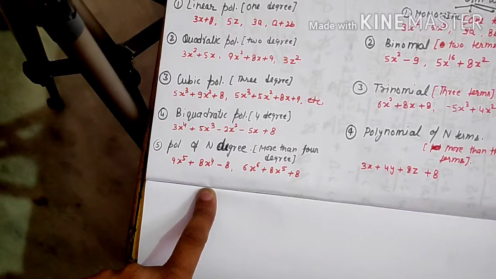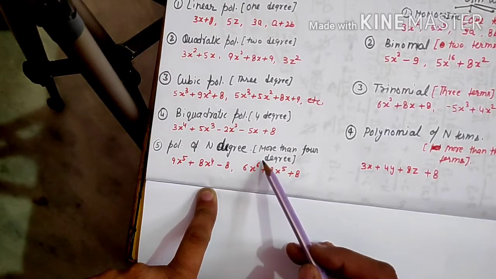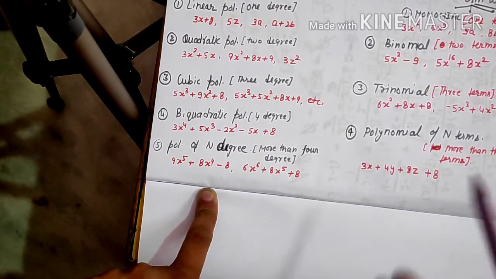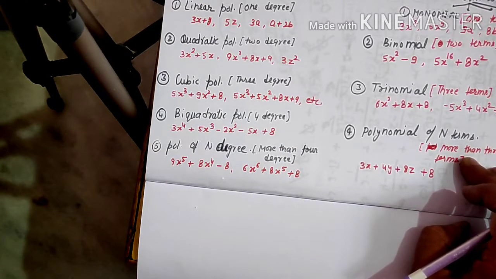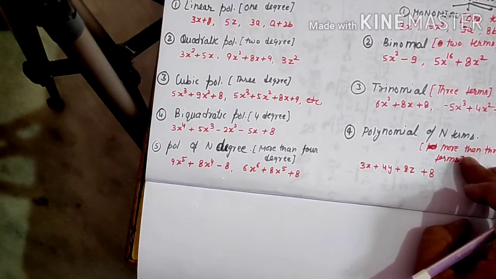So what does it mean? We will say this polynomial is known as 5-degree polynomial. The polynomial of degree 5. This is the polynomial of degree 6 because the maximum degree is 7. Similarly, if it is a 7 degree polynomial, we will say the polynomial of degree 7, the polynomial of degree 8.